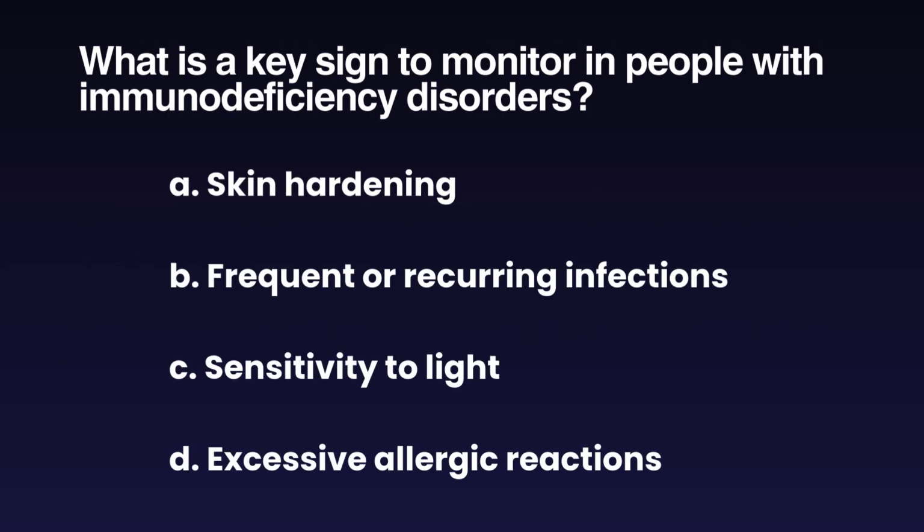What is a key sign to monitor in people with immunodeficiency disorders? A. Skin hardening. B. Frequent or recurring infections. C. Sensitivity to light. D. Excessive allergic reactions. 5 seconds.